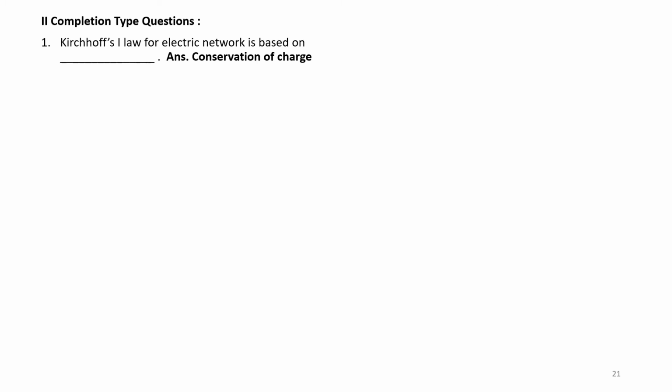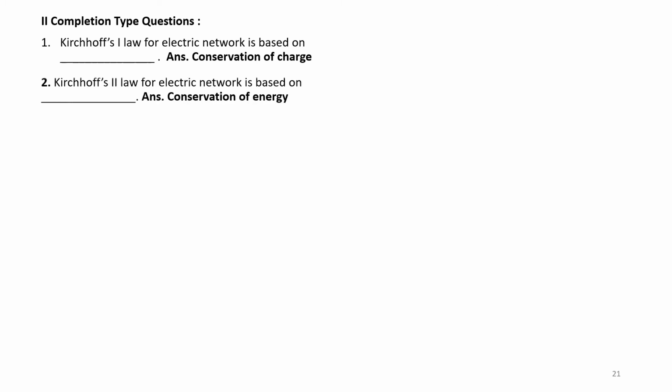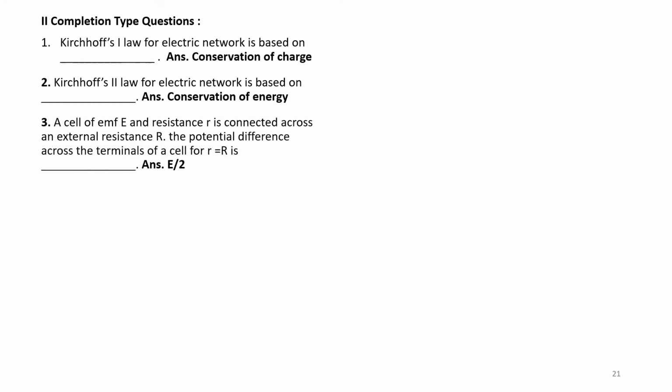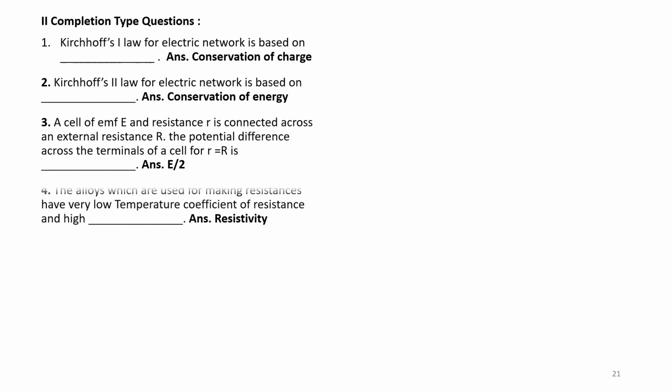Completion type of questions. Question 1. Kirchhoff's first law for an electric network is based on conservation of charge. Question number 2. Kirchhoff's second law for an electric network is based on conservation of energy. Question number 3. A cell of EMF E and resistance r is connected across an external resistance R. The potential difference across the terminals of the cell for R is equal to r is E by 2.